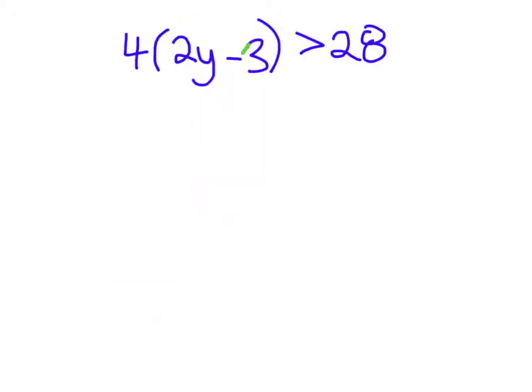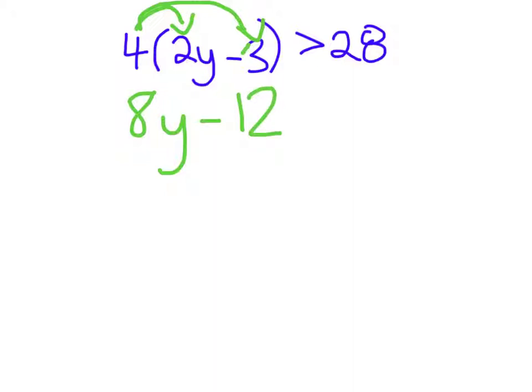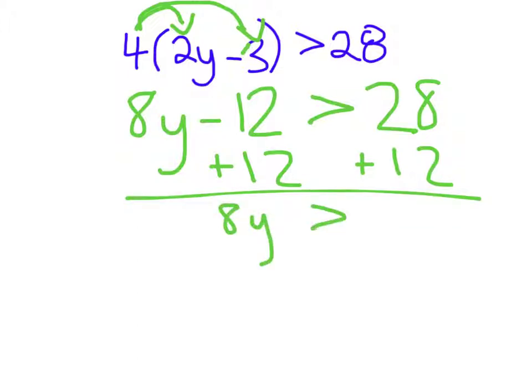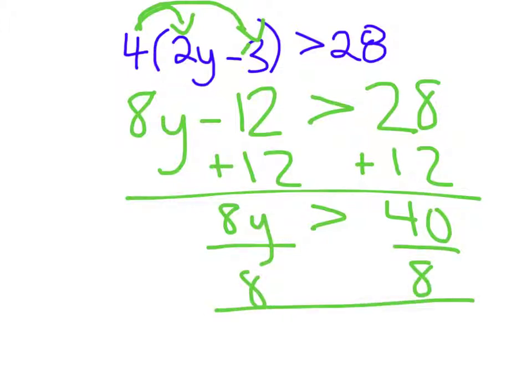First we distribute 4 to the 2y, and then to the 3, and then that gives us 8y subtract 12 is greater than 28. And then using the addition principle, we add 12, like so. And that gives us 8y is greater than 40. And then using the multiplication principle, we divide by 8 on both sides to get y by itself. And that gives us y is greater than 5.